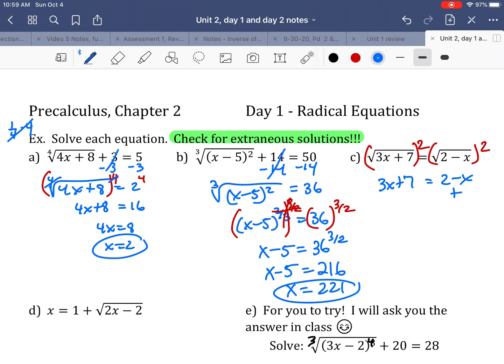All right, so let's just add x to both sides. So I get 4x plus 7 equals 2. Take away 7, so you get 4x equals negative 5, so my answer is negative 5/4.